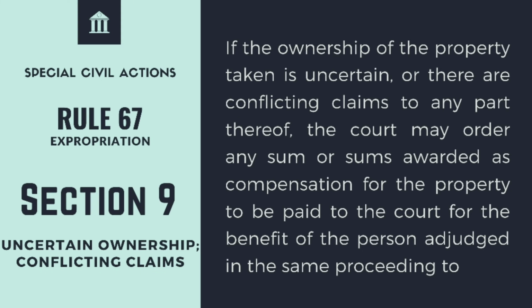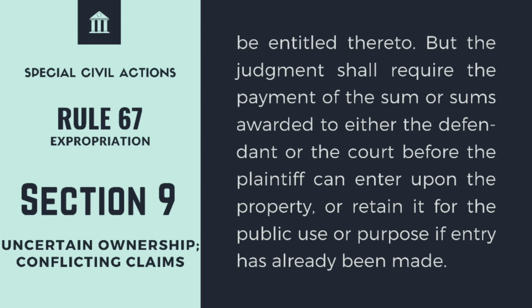Section 9. Uncertain ownership, conflicting claims. If the ownership of the property taken is uncertain, or there are conflicting claims to any part thereof, the court may order any sum or sums awarded as compensation for the property to be paid to the court, for the benefit of the person adjudged in the same proceeding to be entitled thereto, but the judgment shall require the payment of the sum or sums awarded to either the defendant or the court before the plaintiff can enter upon the property, or retain it for the public use or purpose, if entry has already been made.